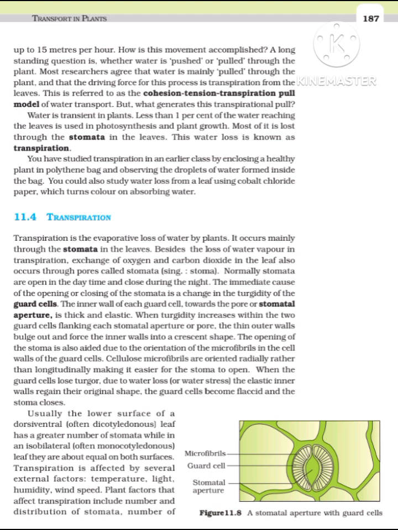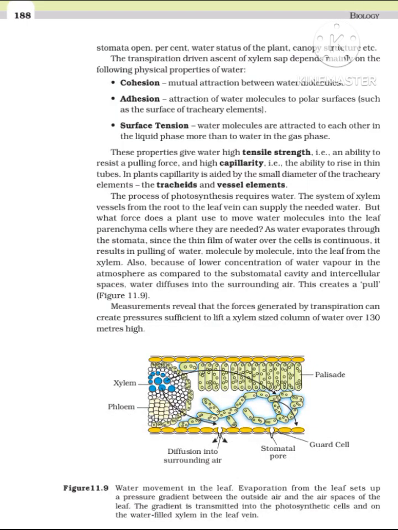Usually the lower surface of a dorsiventral, often dicotyledonous, leaf has a greater number of stomata, while in an isobilateral, often monocotyledonous, leaf they are about equal on both surfaces. Transpiration is affected by several external factors: temperature, light, humidity, wind speed. Plant factors that affect transpiration include number and distribution of stomata, percent of open stomata, water status of the plant, canopy structure, etc. Figure 11.8a: stomatal aperture with guard cells.